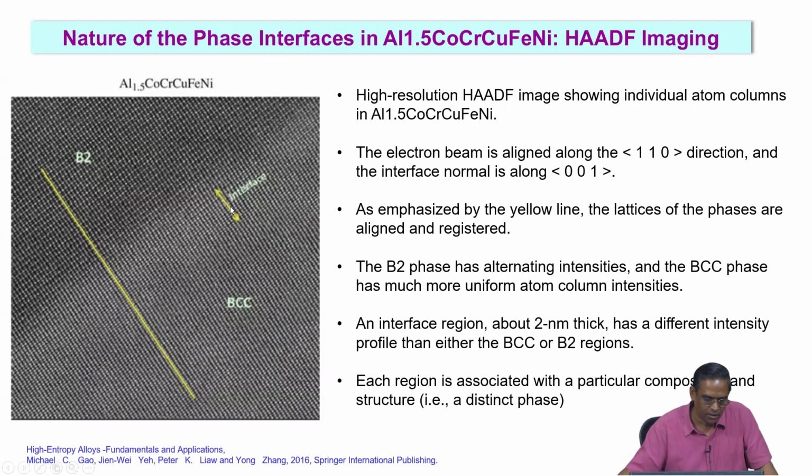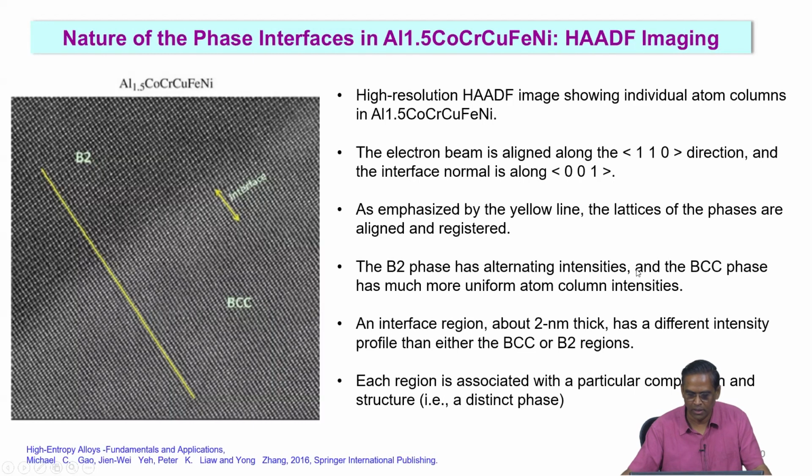But if you look at this interface, what you are seeing is what I was talking about: the orientation of this interface is 1, 0, 0, so it appears like this. Okay. So that's what I was telling. The electron beam is aligned along the 1, 1, 0 direction. The interface normally is along 0, 0, 1. So you have to tilt that.